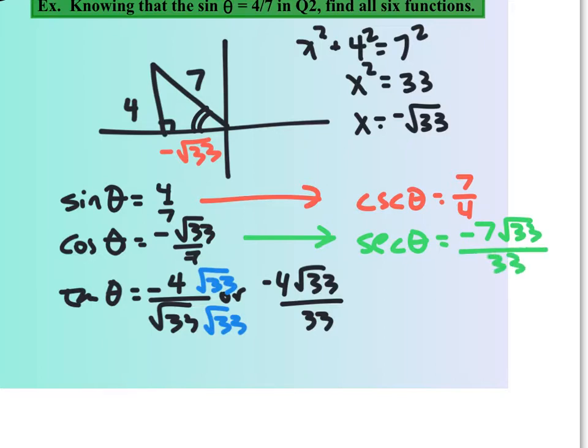And then, of course, tangent would turn into cotangent if I flip it over. So I'd have negative root 33 over 4. All I did was flip the first one. Right? All right, so that's draw a triangle. If you're ever encountering a situation like this where it gives you some value for some trig function in a quadrant, draw a stinking triangle.